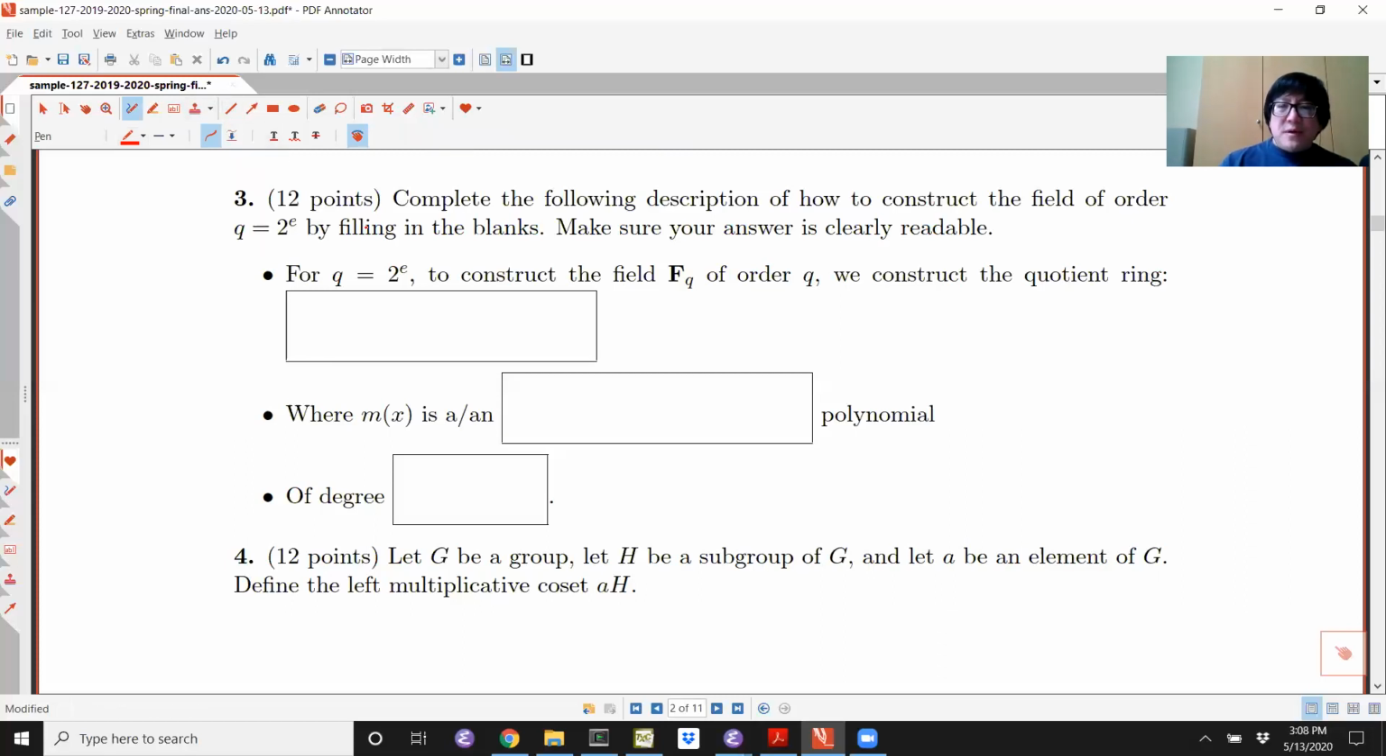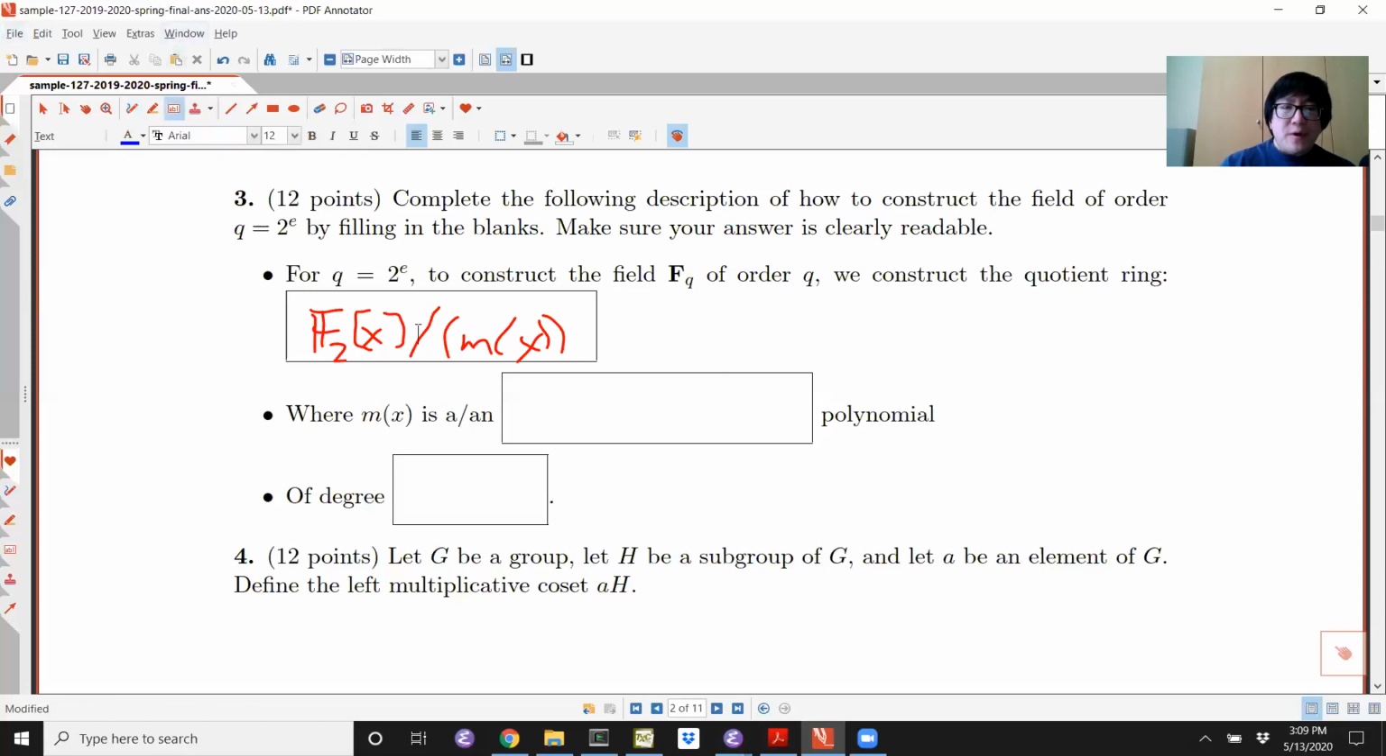So how do you construct the field of order 2 to the e? You always start off with polynomials with coefficients mod 2. That's what F2 bracket x is. And you mod out, killing some particular polynomial m of x. The first thing to remember is that every finite field of order 2 to the e you get by taking polynomials with coefficients mod 2 and killing a single polynomial.